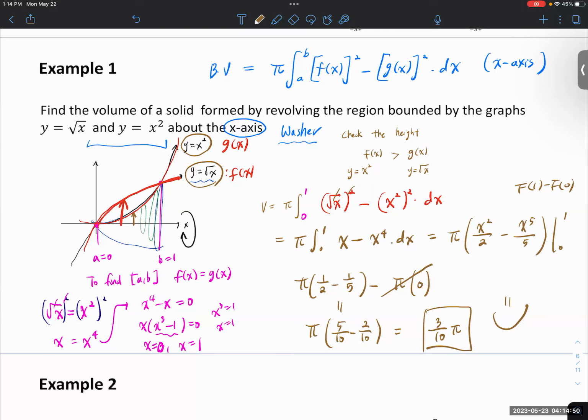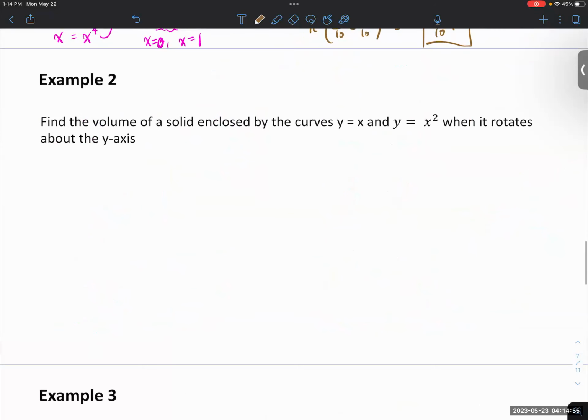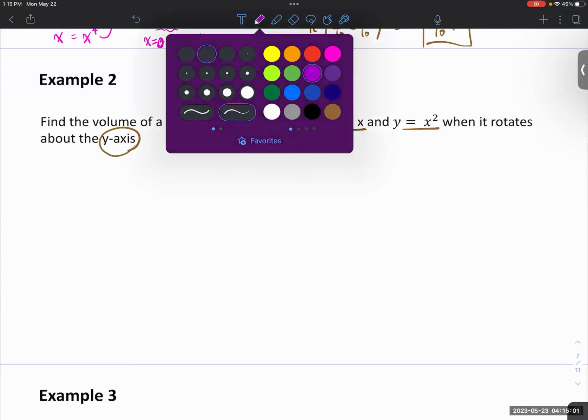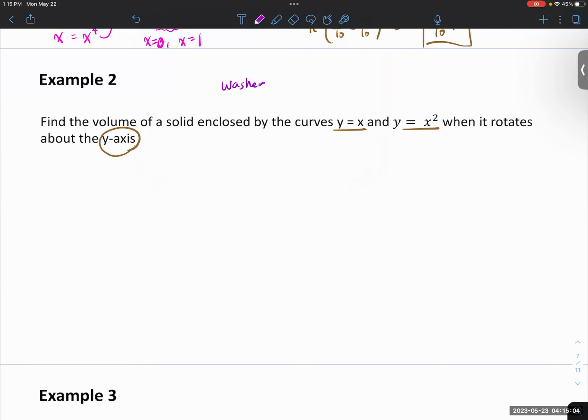Awesome. So I'm going to keep going. The second question. This time we have two functions, and we are rotating about the y-axis. So what do you remember about the washer method? If you rotate about the y-axis, you have to find x in terms of y, the f function minus the g function, everything in y, and then dy. This is y-axis rotation.